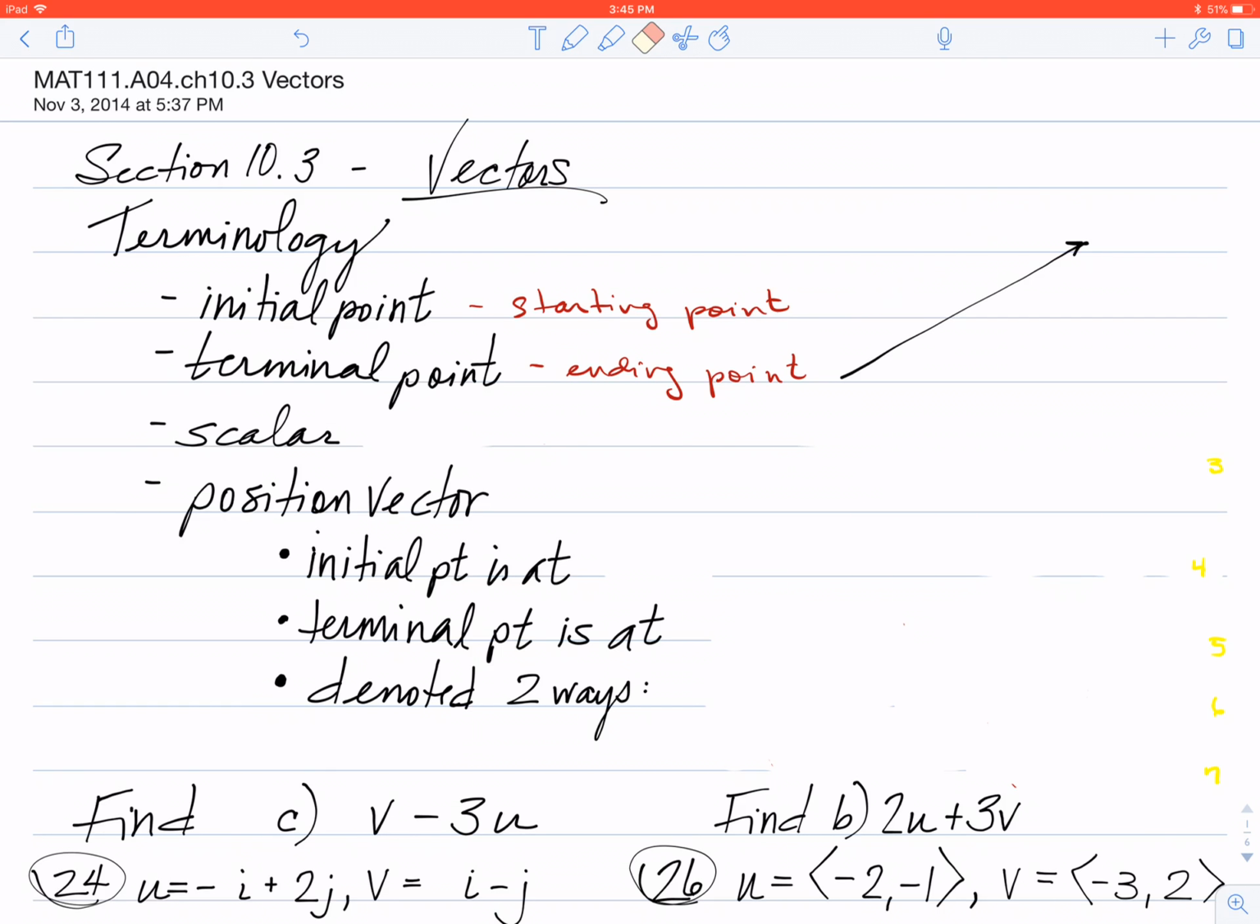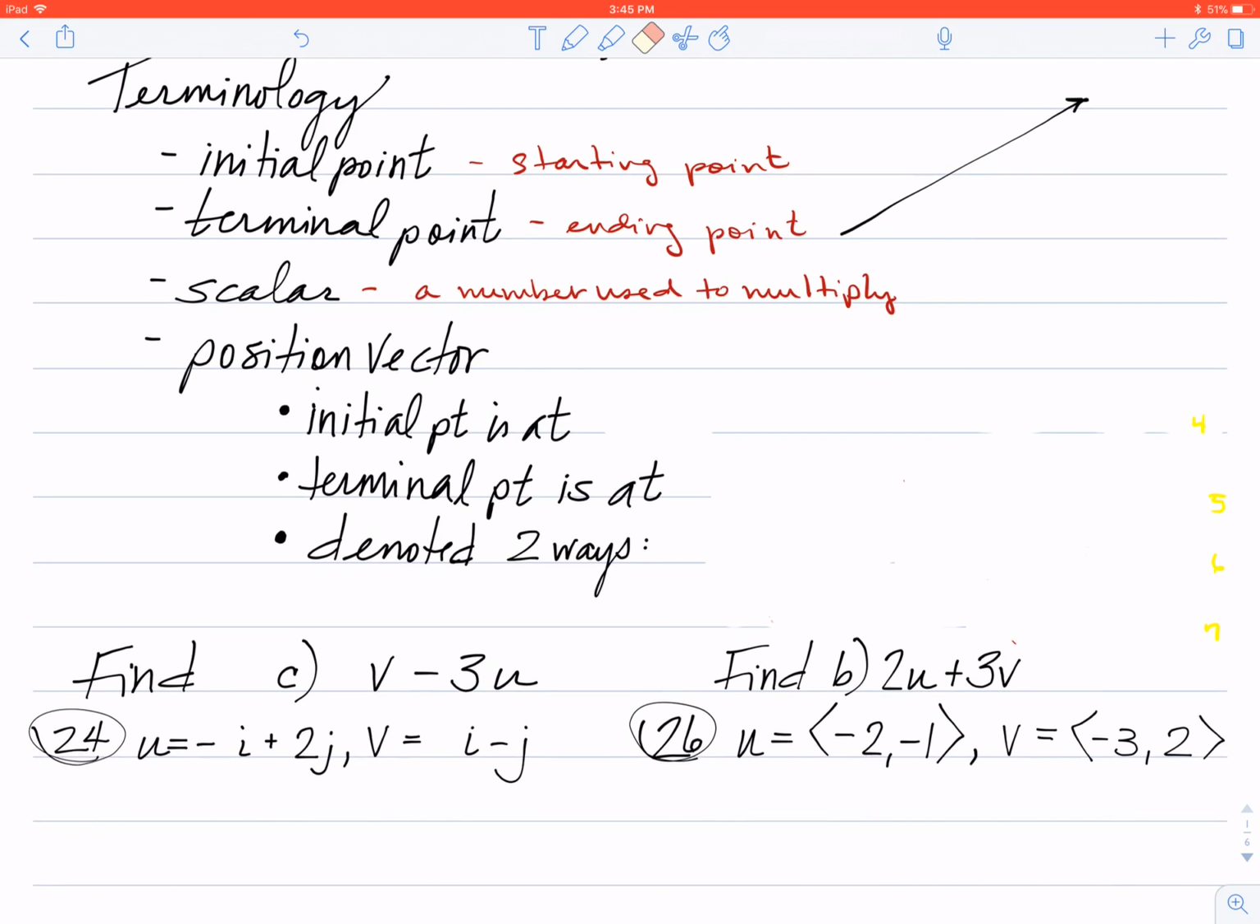Then we also have something called a scalar. A scalar is simply a number that we typically use to multiply. If you'll go down the page a little bit, this -3 is a scalar because I'm multiplying it by my vector u. And so that's an example of a scalar.